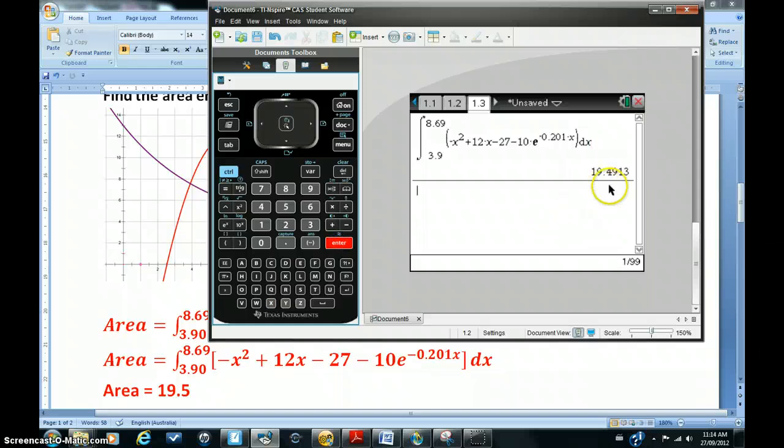Press enter, and there it is, 19.4913. So we round that to 3 significant figures, you get 19.5. And that agrees with the answer down here. So that is how to use the calculator to work out an integral or an area between two curves.